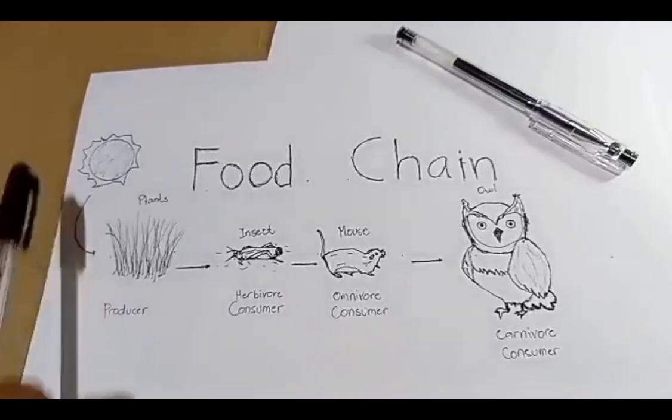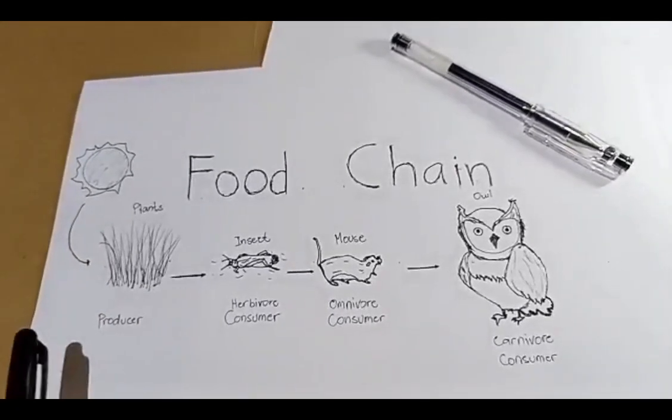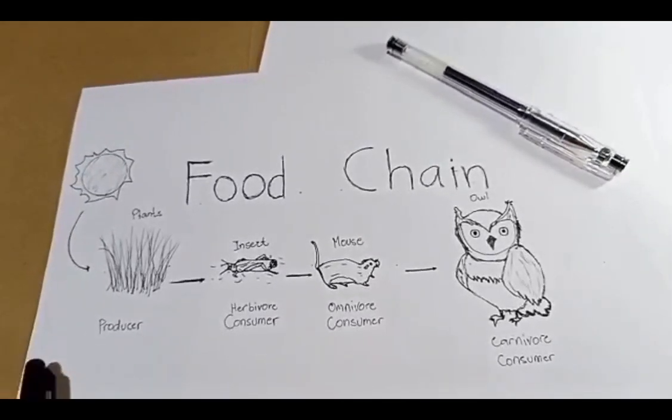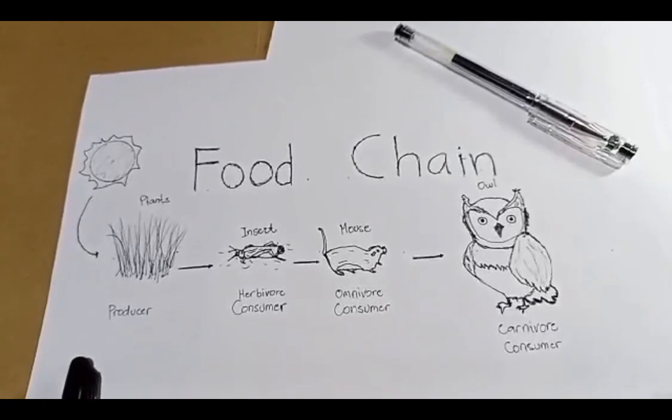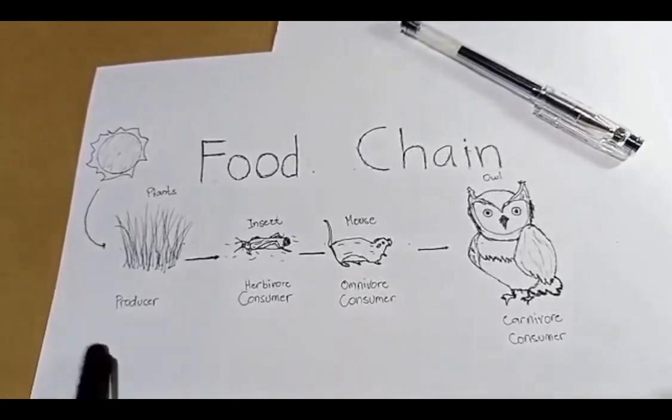We'll start from the sun. All the energy on earth comes from the sun. The sun sends light energy down and the grass uses that energy to make its own food. Because the grass makes its own food, it's called a producer.